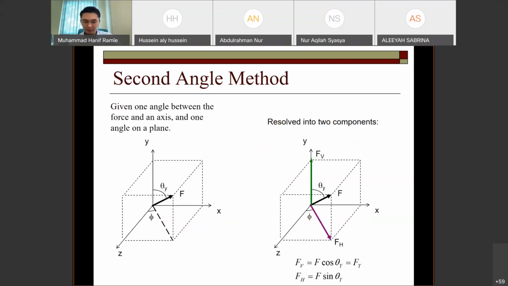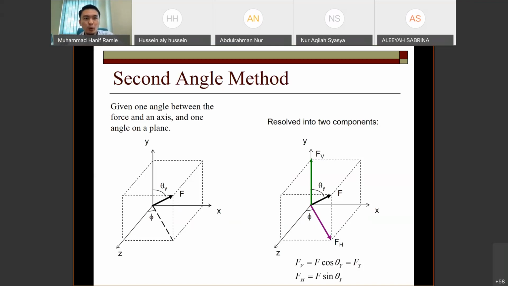Okay, if okay, then I proceed to the next one, which is the second angle method. For the second angle method, we still use angles, but a different kind of angle. Given one angle between the force and axis, and one angle on the plane, meaning that for the second angle method, the figure only gives you two angles.